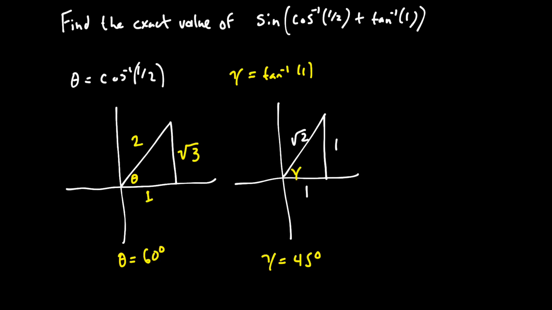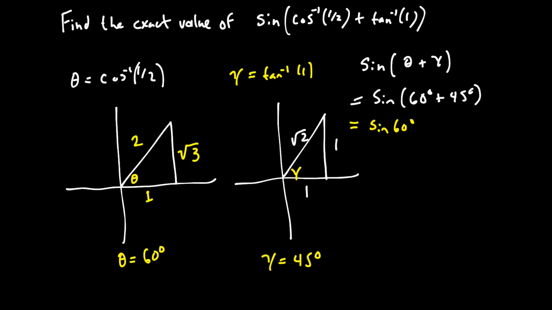Therefore, our sine can be represented as theta plus gamma, and this is equal to sine evaluated at 60 degrees plus 45 degrees. Now, rewriting this using our sum formula, this is going to be equal to sine of 60 degrees times cosine of 45 degrees plus cosine of 60 degrees times sine of 45 degrees.